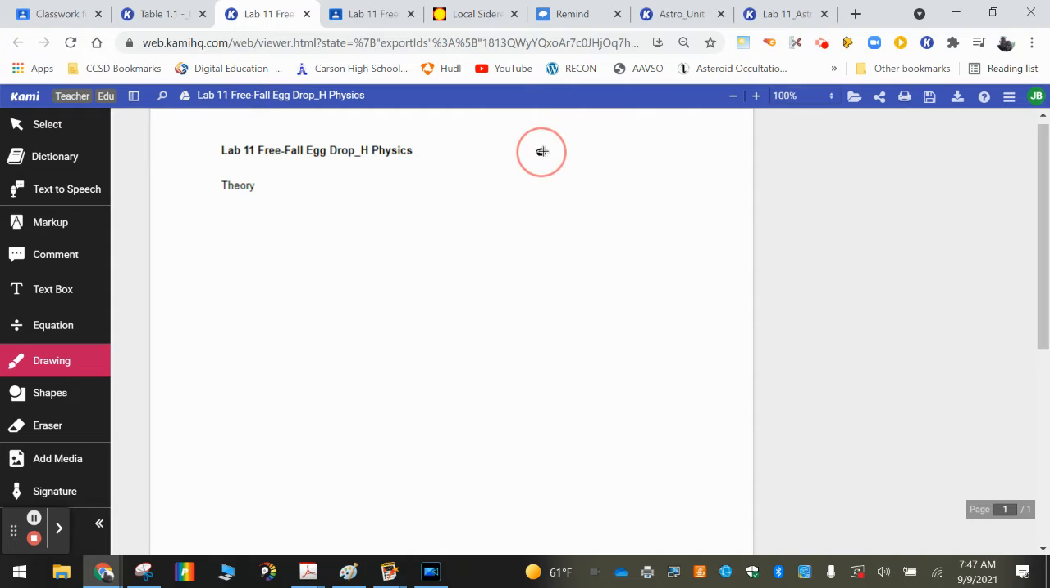We have our object here, and it's going to be starting at rest, so this is going to be 0. And it's going to be falling in this direction. Since it's falling in this direction, we'll do our frame of reference. We'll call this FR, our frame of reference.